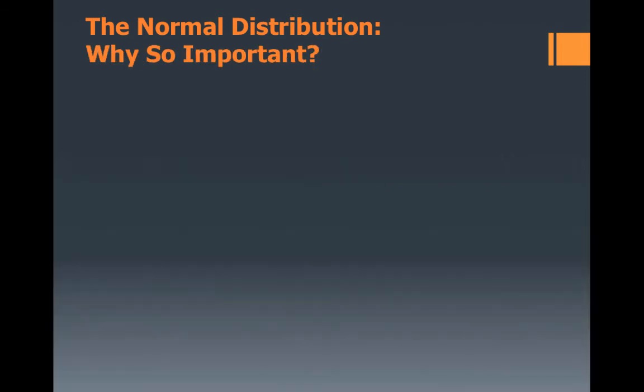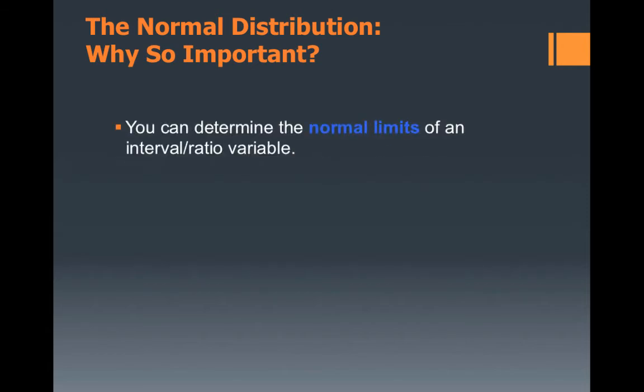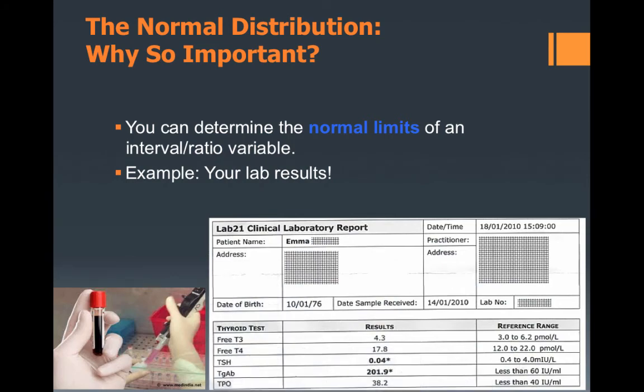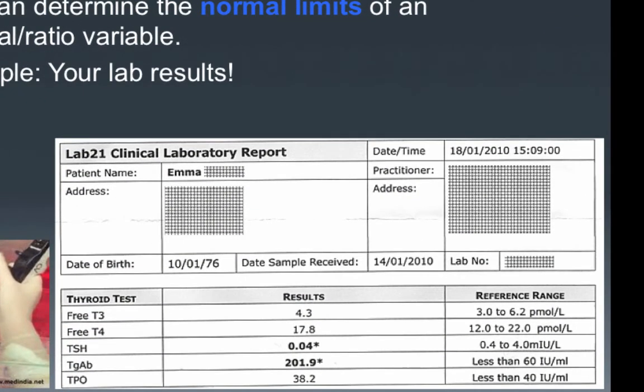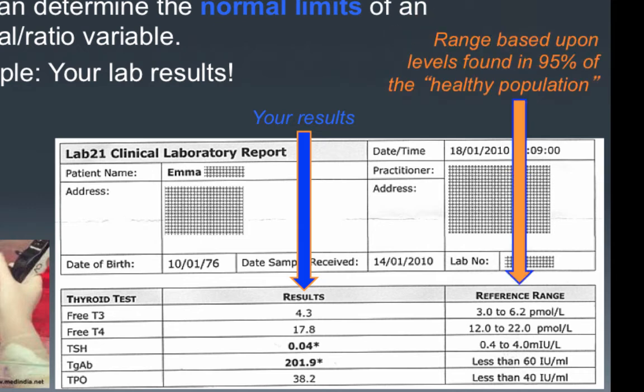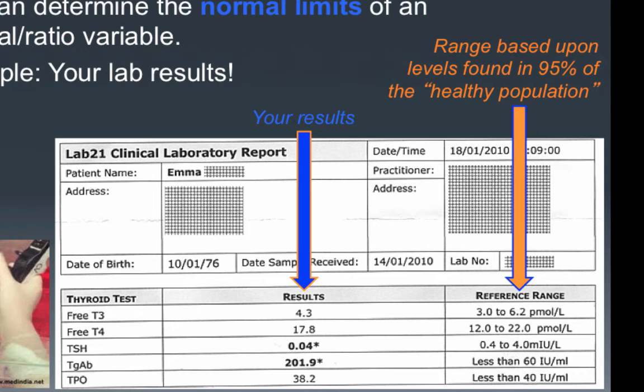So why is a normal distribution so important anyway? Well, I kind of alluded to this a little bit when I mentioned cholesterol. So let's think about your lab results. If you look at a typical lab result here, we see right in the middle, we have your results. And on the left, we see these are all for a thyroid test. We have free T3, free T4, TSH, and other types of biomarkers. And then notice we also have a reference range. And this reference range tells the doctors and tells you where most people that are healthy fall.